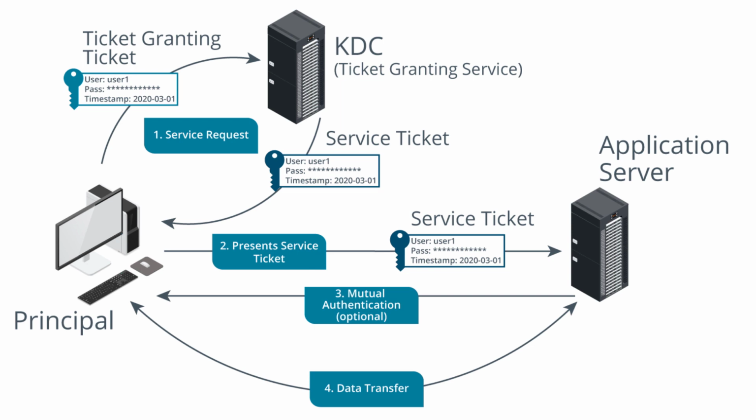So here right now in stage 3, you could have a mutual authentication where the principal authenticates the application server and the application server authenticates the principal. It's optional. But stage 4, once the authorization has been complete, you can now have data transfer between the principal and the application server. So that's it for Kerberos authorization and authentication.